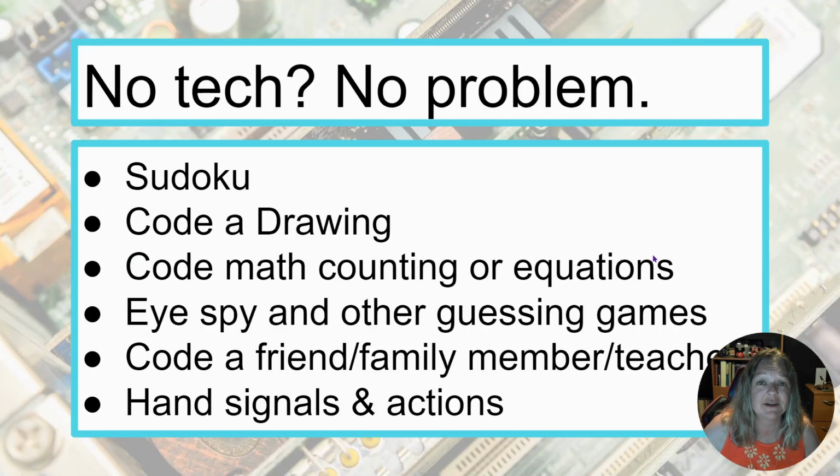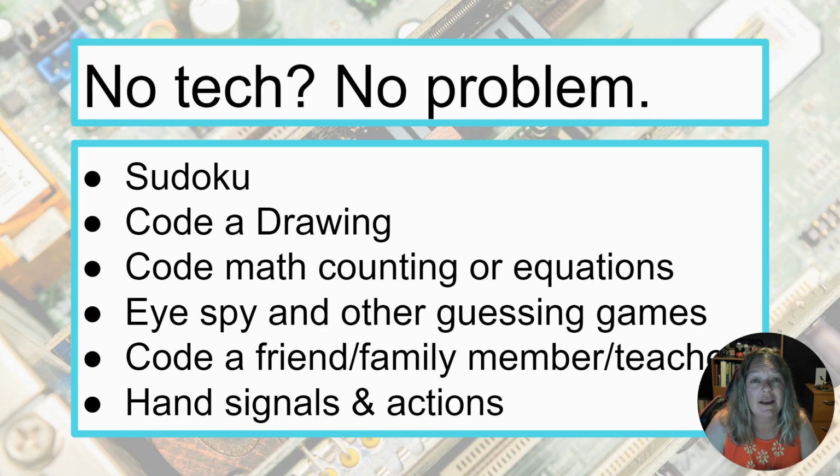You can also encourage them to do things like Sudoku, coded drawing, or code math equations or instructions for things that you're doing in math. They could write an algorithm for a pattern that they're creating in math. Playing I Spy and other guessing games is working on computational thinking skills, abstracting, decomposing, focusing on specific attributes of something.